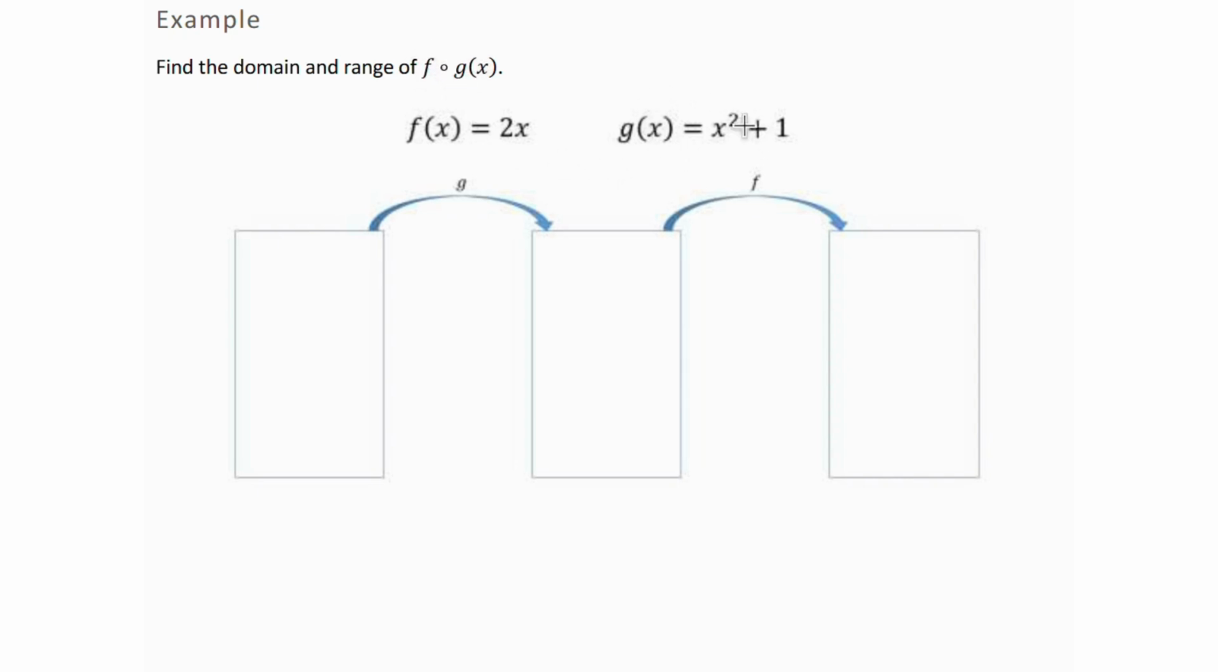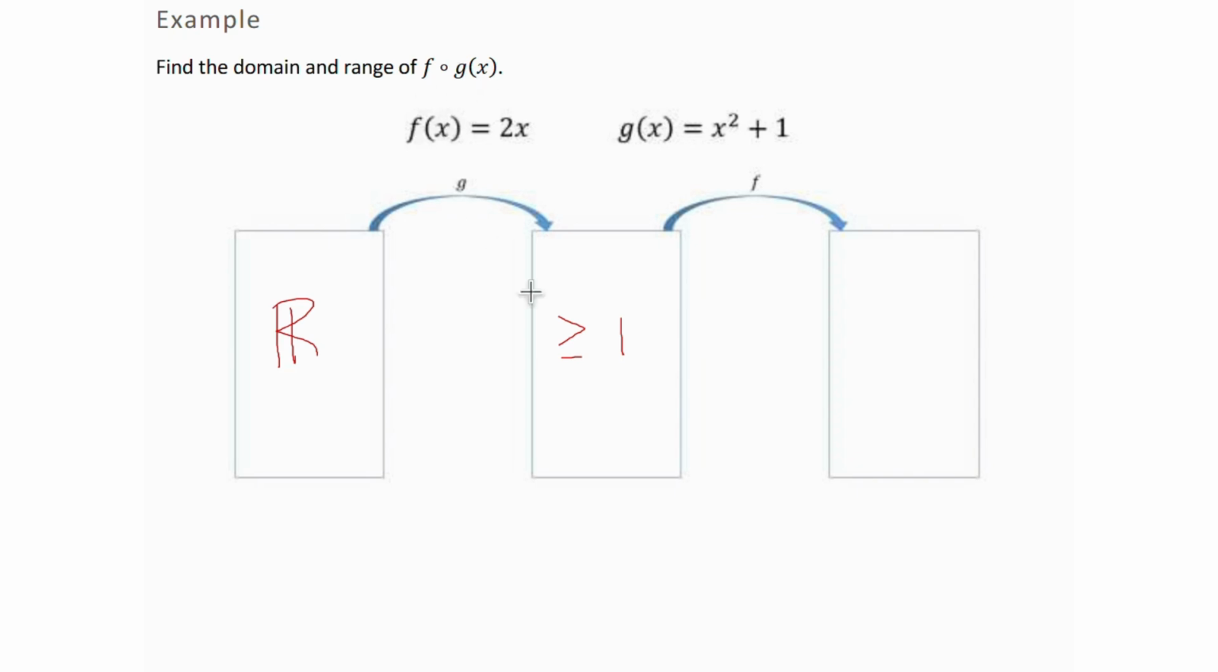So let's think about what can go into g of x first, because that is our initial function. Well, this is a quadratic, so we can put any real number into g of x. When we put any real number into g of x, the output, the range of g of x, is going to be, well, x squared is going to be greater than or equal to 0, and then plus 1. So it's going to be anything greater than or equal to 1.